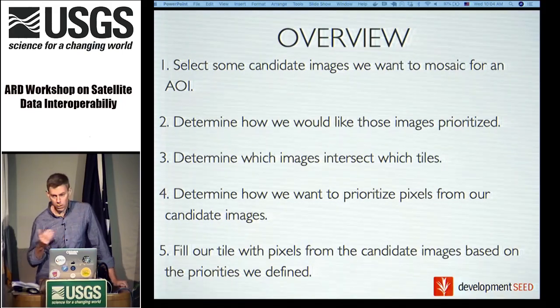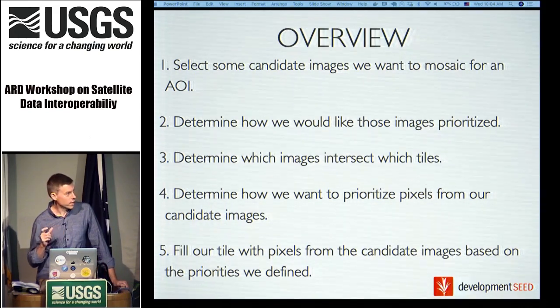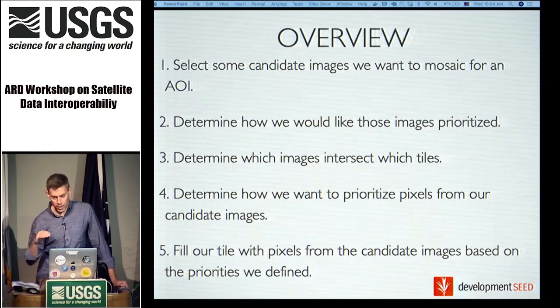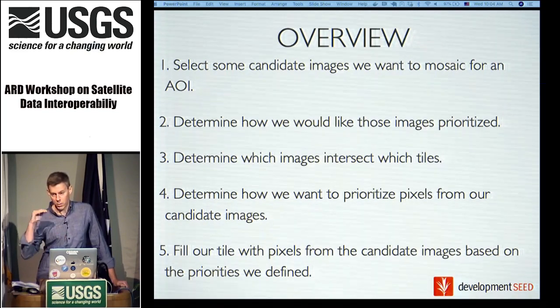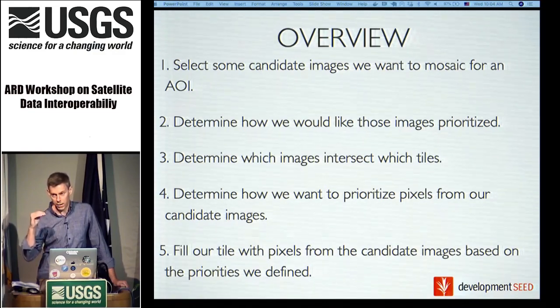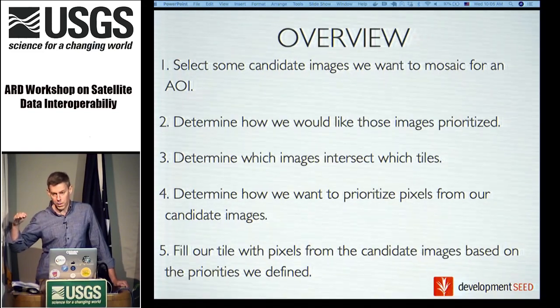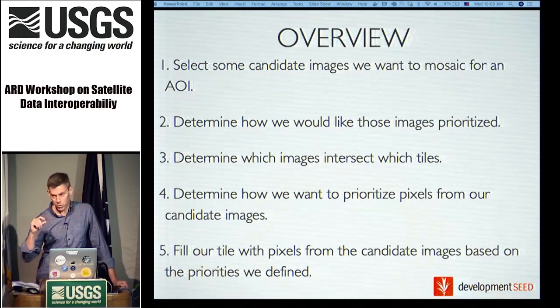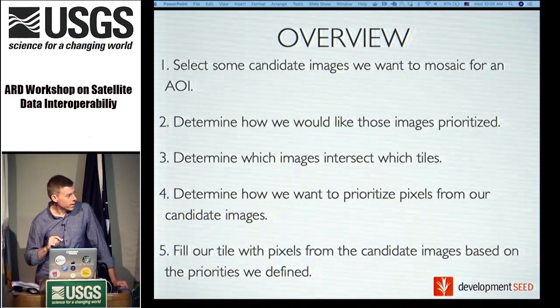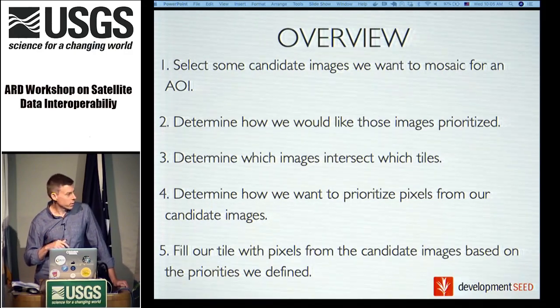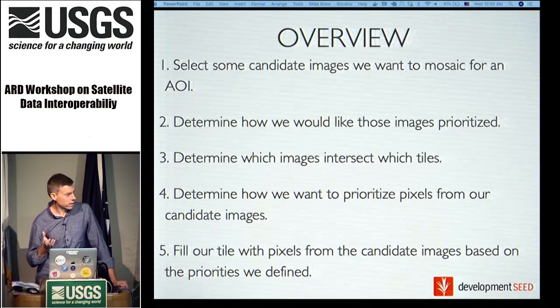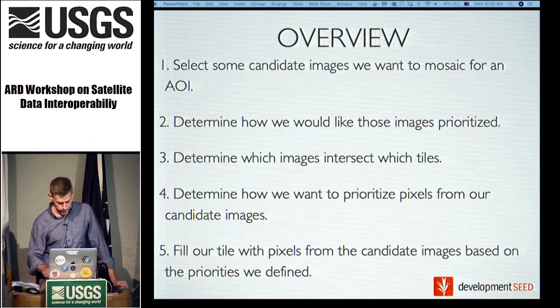And then we have to figure out, for each tile that we're generating for their Web Mercator tile request, which images intersect that tile. Then even at the next level, we have a two-level prioritization. We're prioritizing images within the stack, and then within that stack, we can go one step beyond that and prioritize which pixels we want to select from that stack. And then finally, we want to fill our tile using pixels from our candidate images based on the priorities we define.